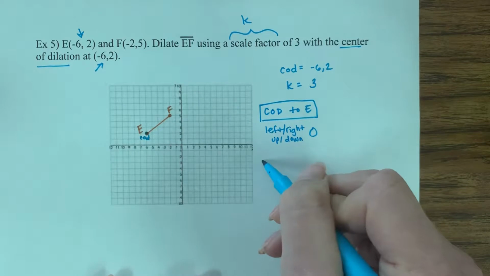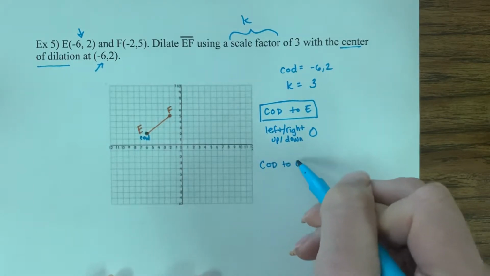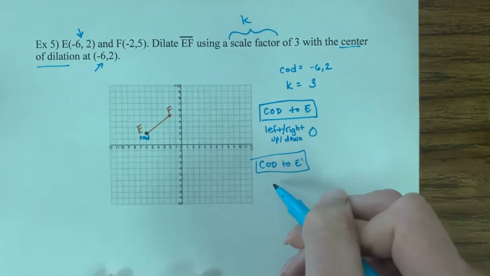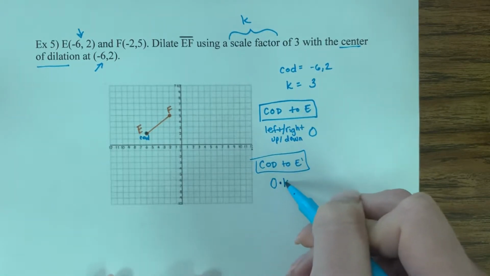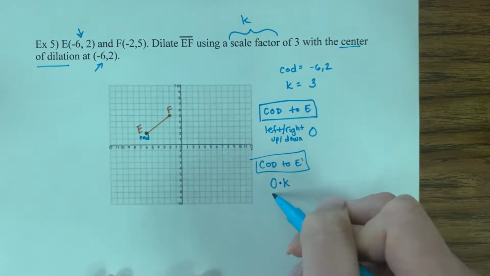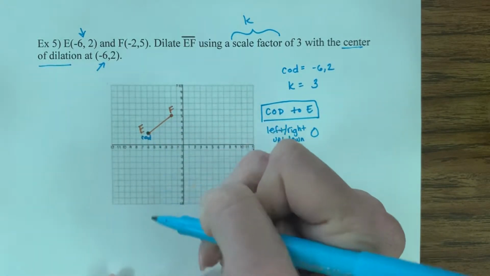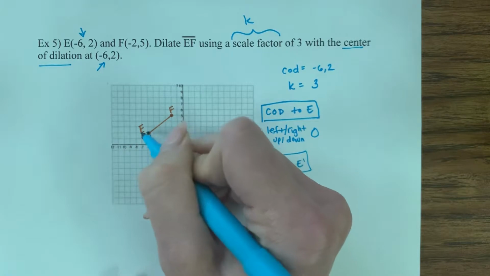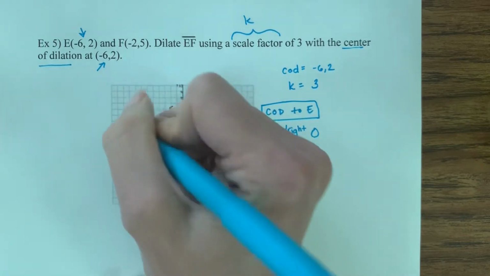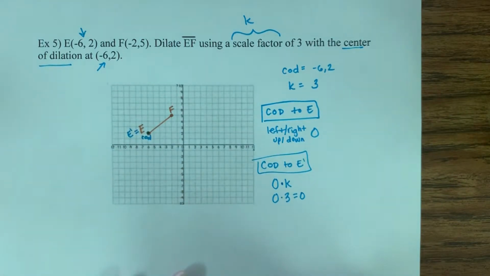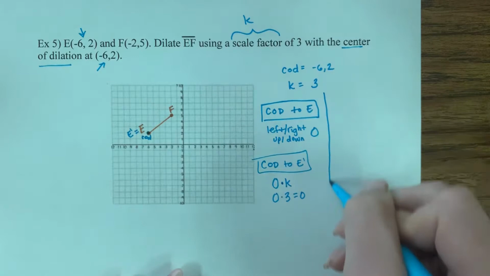So remember, whenever we're trying to find how to get to E prime, we would take our distance, which is 0, and we would multiply it by the scale factor. Well, 0 times 3 is 0. So we literally do not move. When the center of dilation is the same as a coordinate, it's actually also going to be that coordinate prime. They're the same. So that was uneventful.